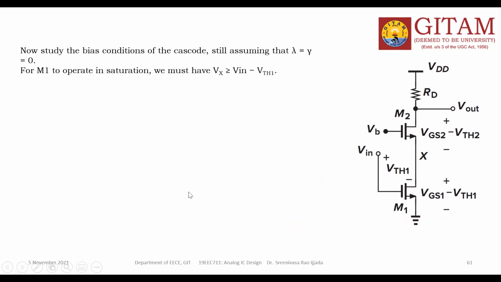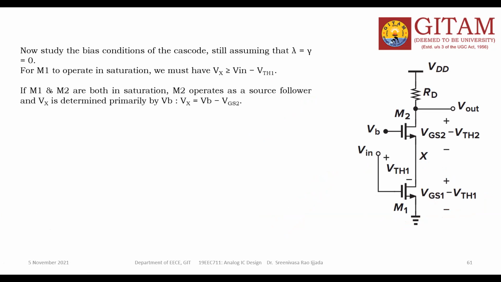And one more thing. If M1 and M2 both are in saturation, M2 operates as a source follower. Suppose both are in saturation, then VGS3.